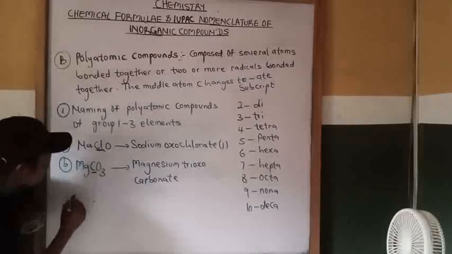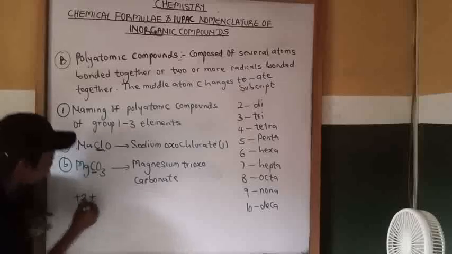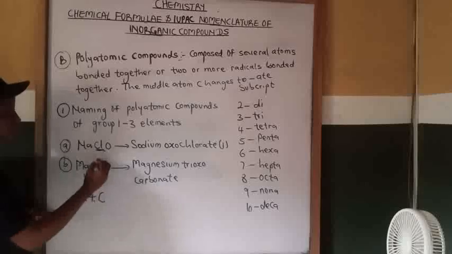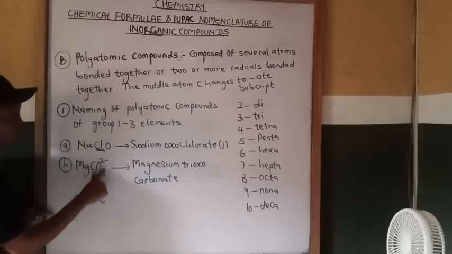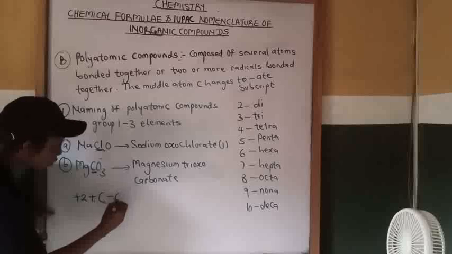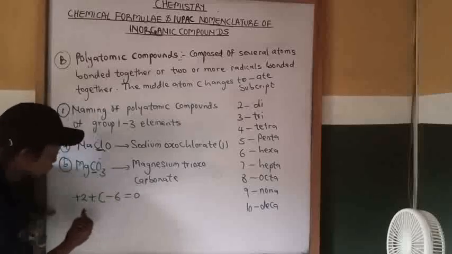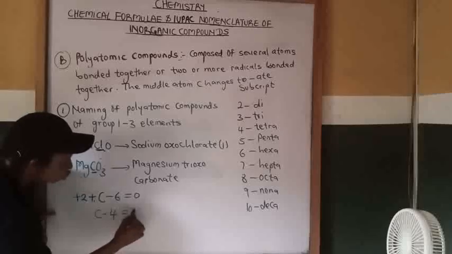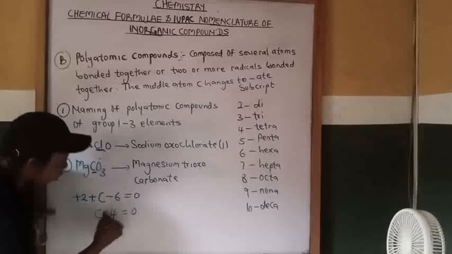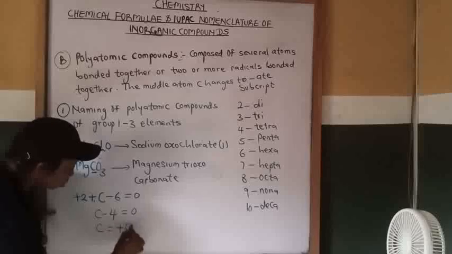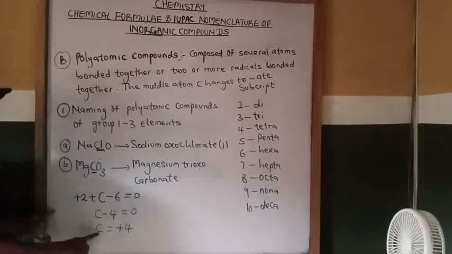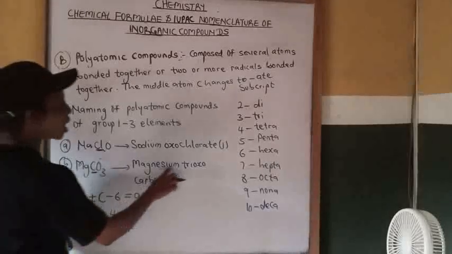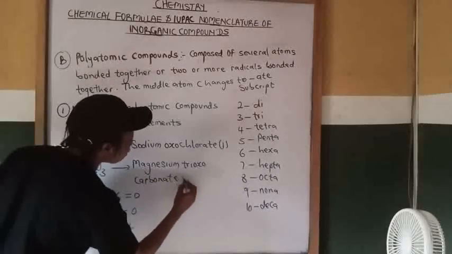So magnesium is +2, plus we are looking for carbon, C. The charge on oxygen is -2. So -2 times 3 will give us -6. So +2 minus 6 will give us -4 equals 0. So C equals, bring -4 down here, we change to +4. So the oxidation number of carbon in this compound is 4. So we call it magnesium trioxocarbonate 4.